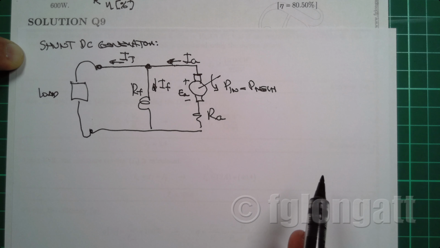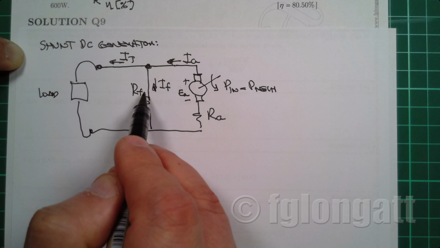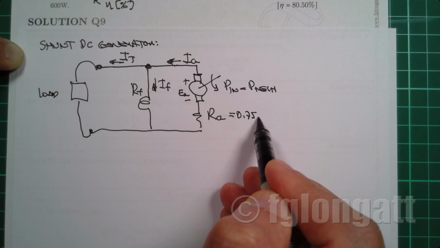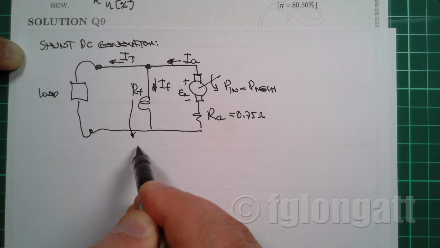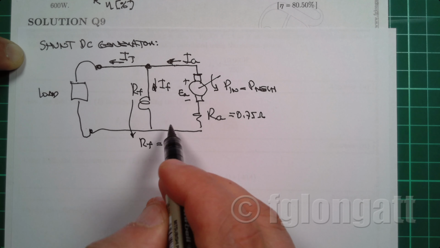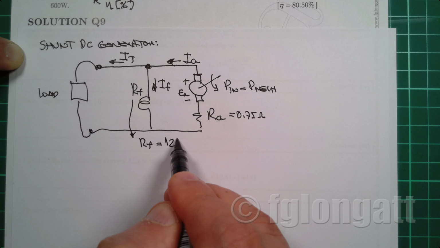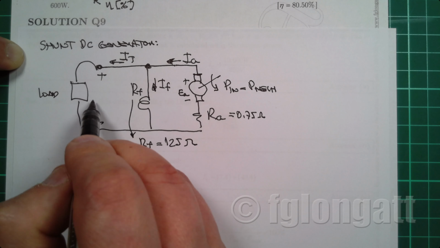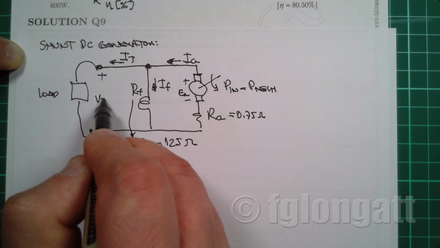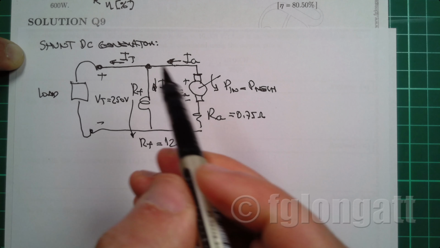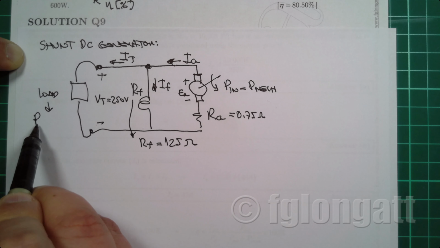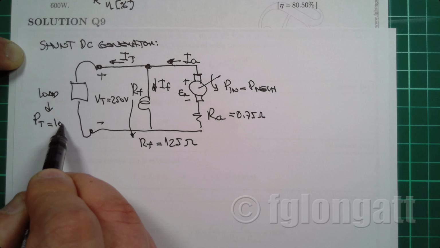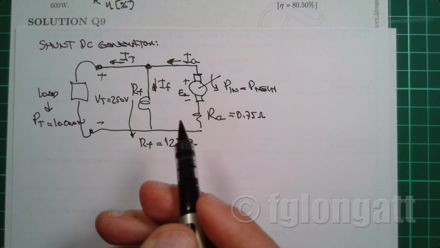So in this very specific case, we know that the resistance at the armature is 0.75 ohms. We know that the field winding has a resistance of 125 ohms. We know that the terminal voltage over here is 250 volts. And the load, in this case, is numerically equal to 10,000 watts.